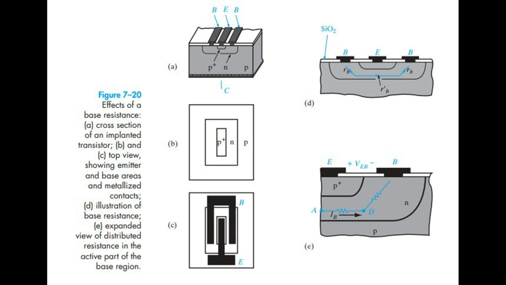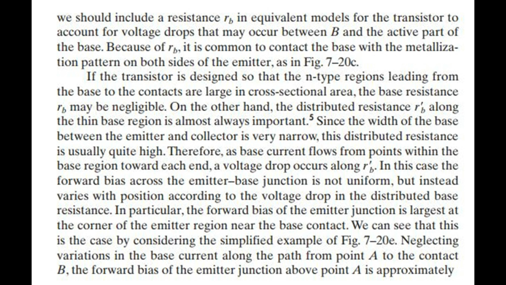If the transistor is designed so that the N-type regions leading from the base to the contacts are large in cross-sectional area, the base resistance RB may be negligible. On the other hand, the distributed resistance RB along the thin base region is almost always important. Since the width of the base between the emitter and collector is very narrow, this distributed resistance is usually quite high. Therefore, as base current flows from points within the base region toward each end, a voltage drop occurs along RB. In this case the forward bias across the emitter-base junction is not uniform, but instead varies with position according to the voltage drop in the distributed base resistance.